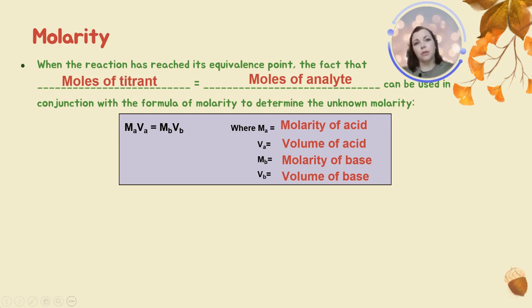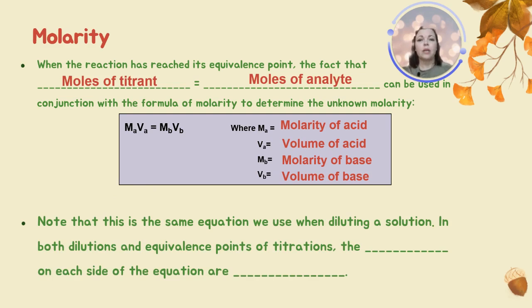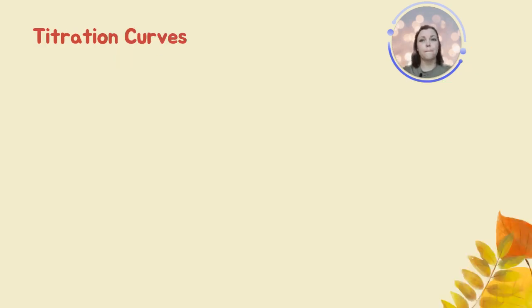And so it doesn't matter where your unknown is as long as your opposite side is known. So again, this is the same equation we use when we're doing a dilution, and in both dilutions and titration equivalent point calculations, the moles on each side of the equation are equal. And so that's why we can do this. Your moles of A is equal to your moles of B. And that's really, really important about this equivalence point. It's what makes it special.